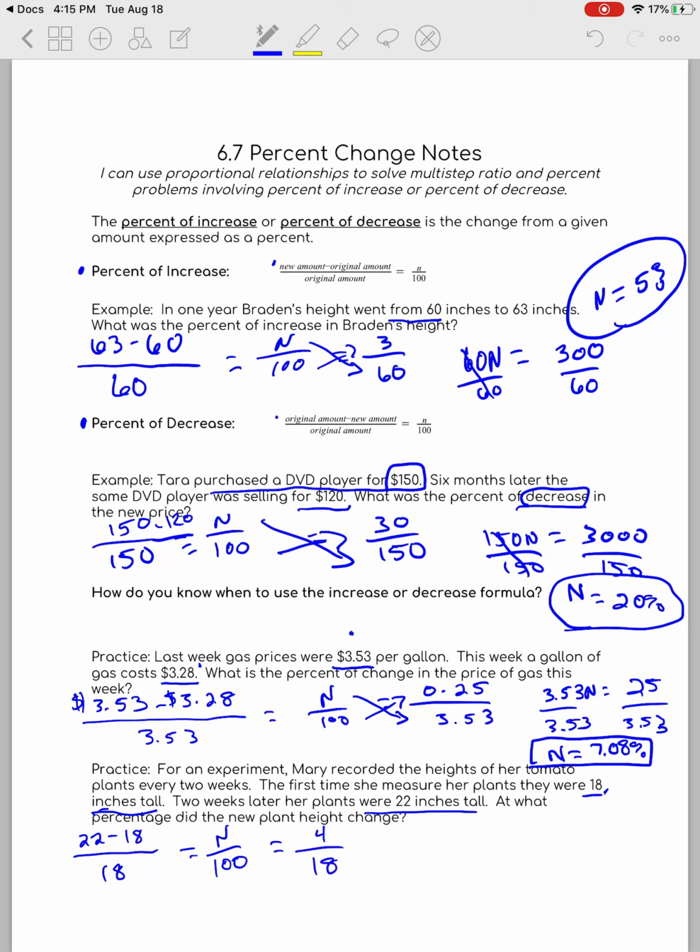Do your top math here. 22 minus 18 is 4. Over top of that 18. And now cross multiply and divide. You have 18n is equal to 400. And now you divide by 18. 400 divided by 18 gives you 22.2%.